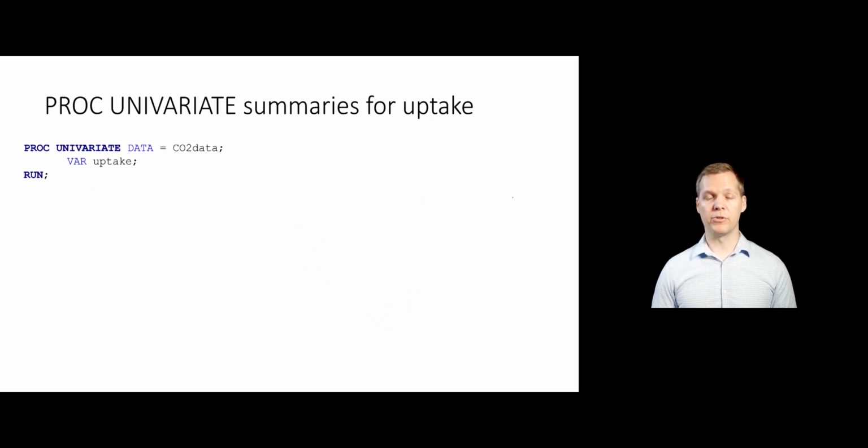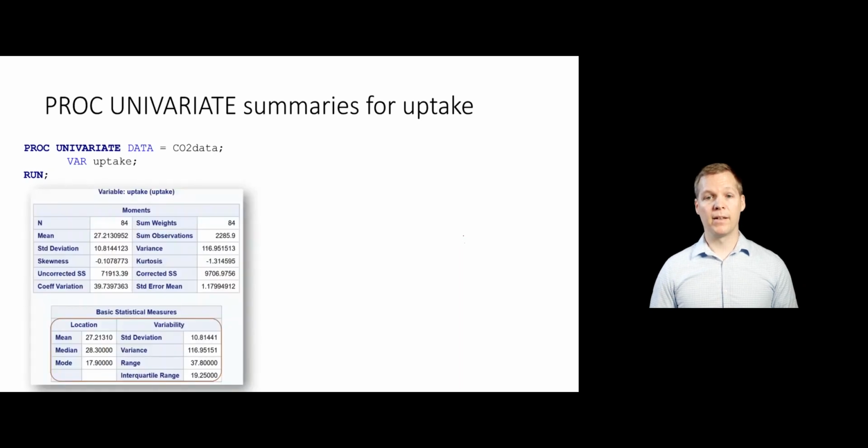All right, so here's some code to analyze and summarize that uptake variable. There's a whole bunch of output that gets thrown at you. It gives you a whole bunch of things about what they refer to as moments, and then basic statistical measures. This is really the area that we want to focus on if you're just doing basic statistics. Sample mean, median, mode, and then measures of variability as well.